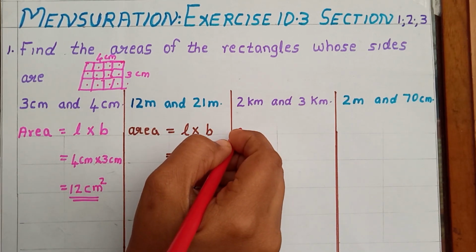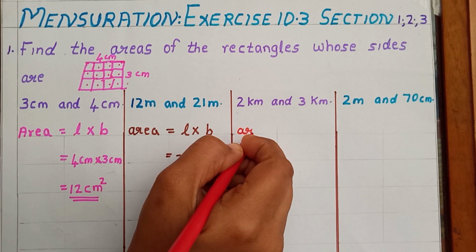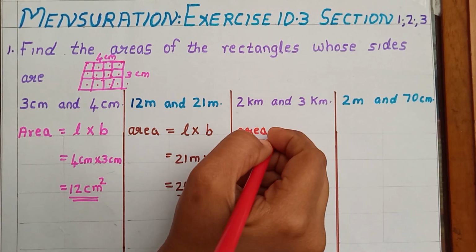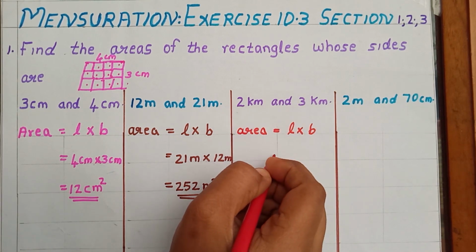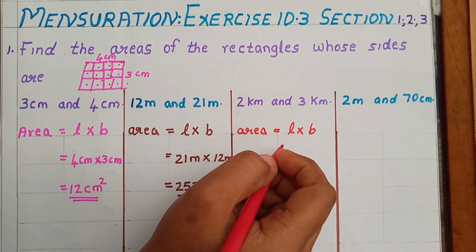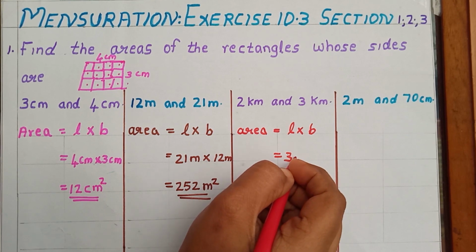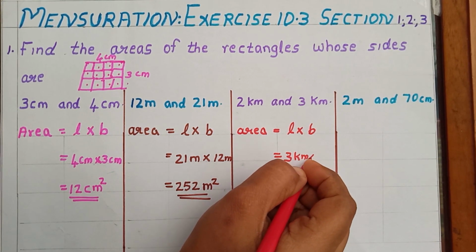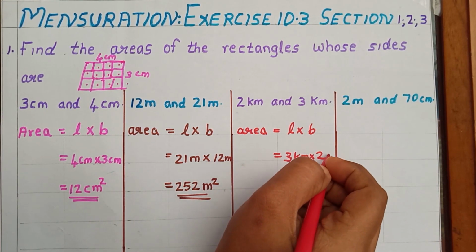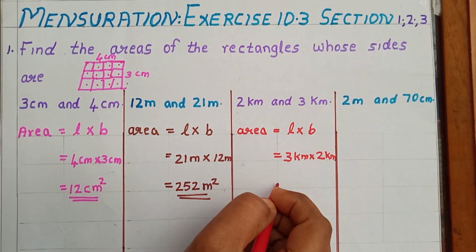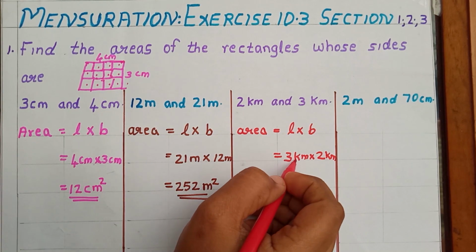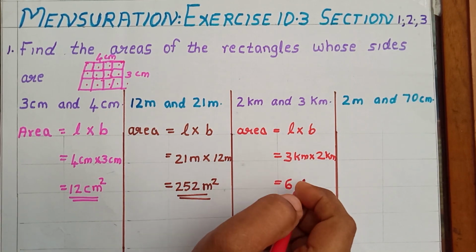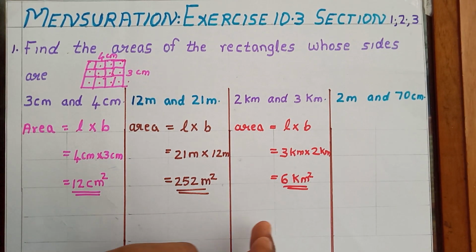For the next problem, length is 3 kilometer and breadth is 2 kilometer. To find the area of this rectangle, area equal to, again, length into breadth. Substituting length and breadth in this equation, we will be getting 3 kilometer into 2 kilometer. So 2 into 3, 6. Again, kilometer and kilometer, two dimensions are coming. So the answer will be 6 kilometer square.